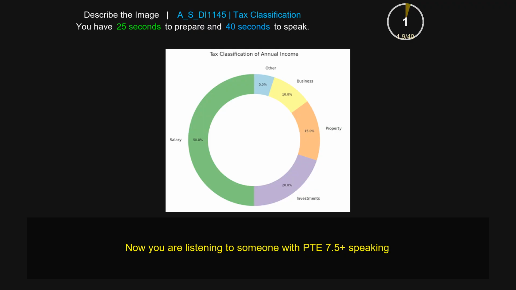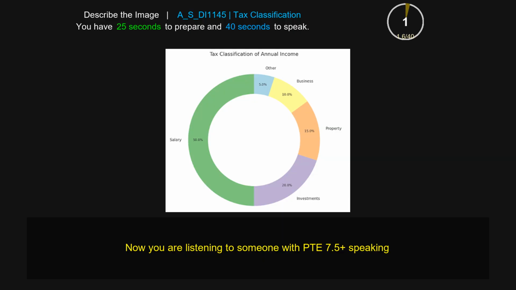The image provided is a chart that gives information about the tax classification of annual income. While we see that the salary contributes about 15% of the annual tax, the investment includes 20% of the income tax and the property includes 15% of the annual income tax, while the business also contributes 10% of the tax and other businesses include 5% of the tax. In conclusion, it is a very informative graph.